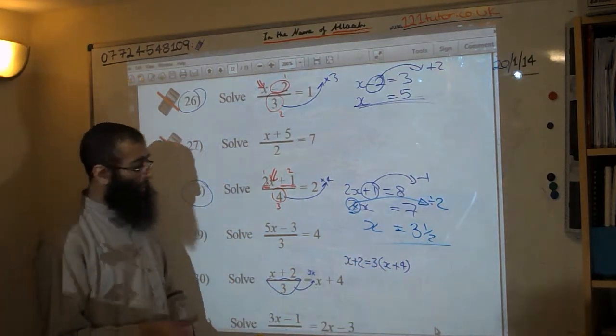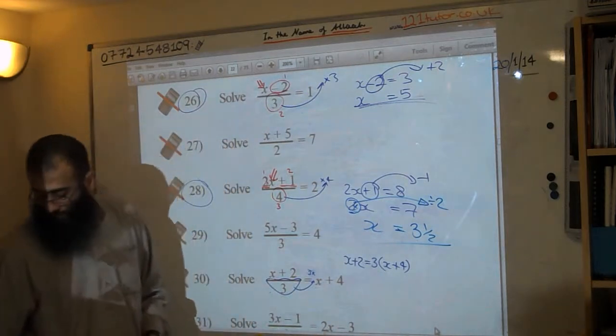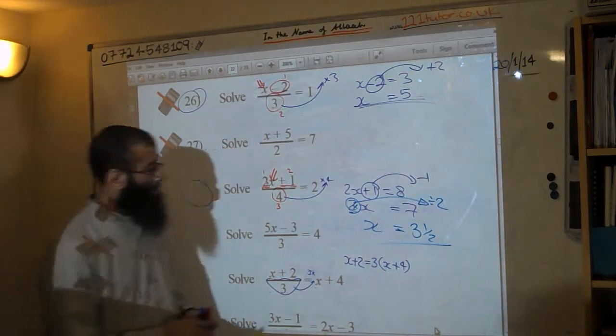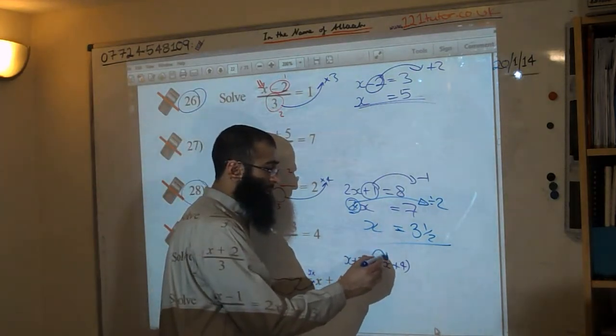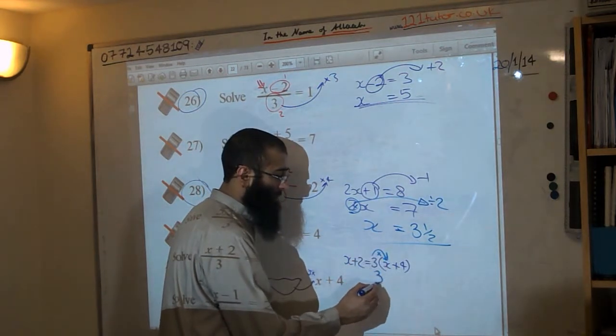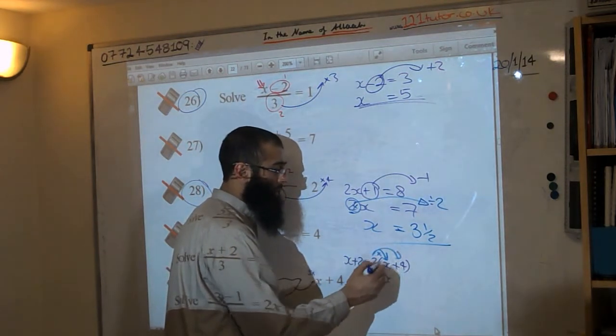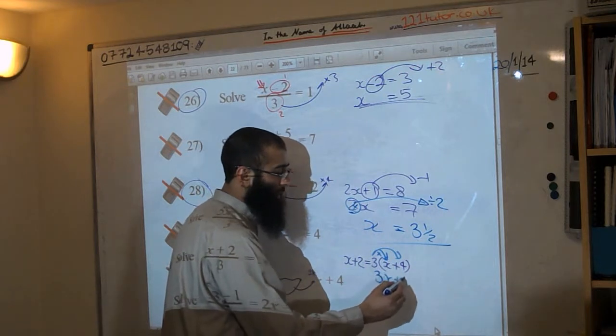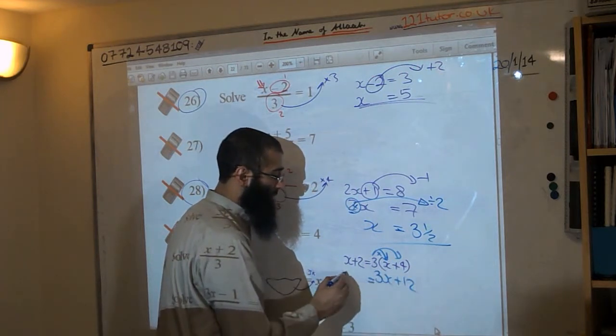So now what we can do is multiply out this bracket and work it out. So we have 3 times x is 3x. And then 3 times plus 4 is plus 12.